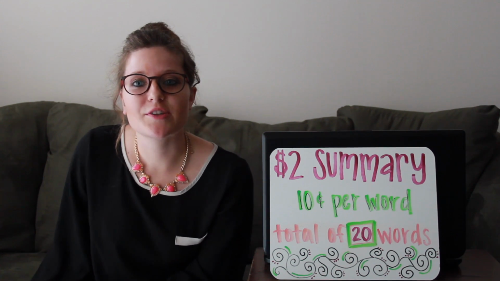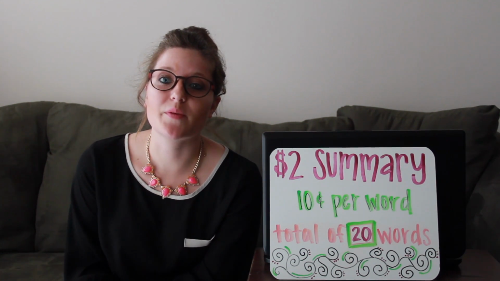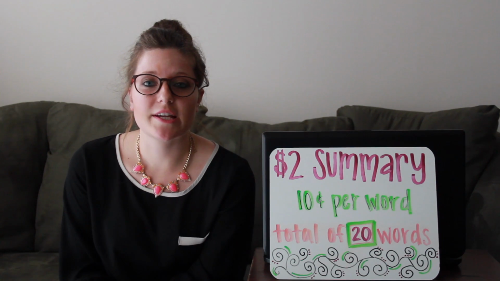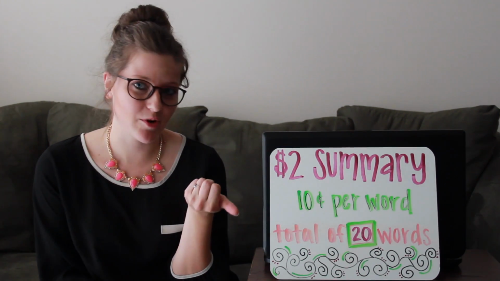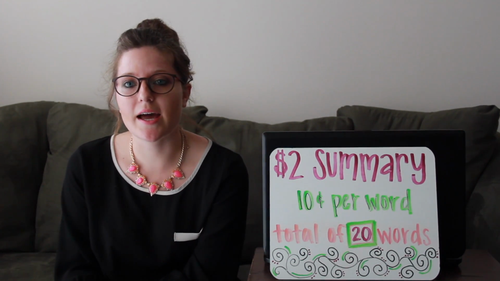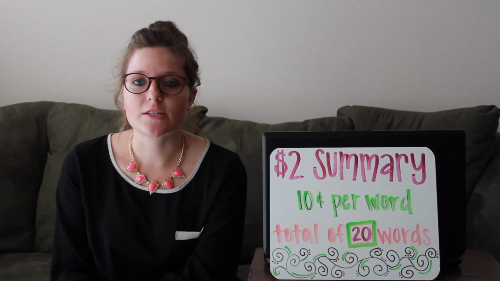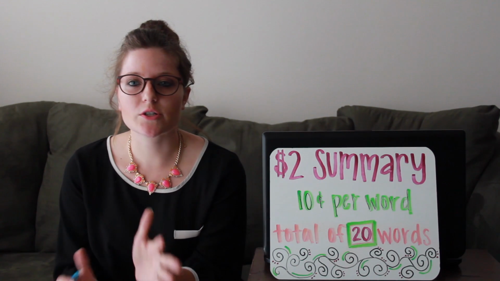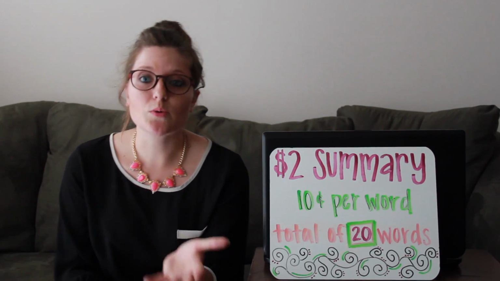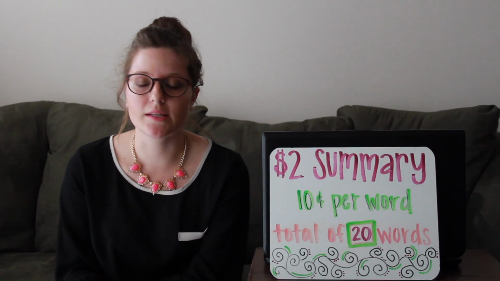Today I'll be doing my strategies demonstration on 5th grade science. My strategy is the $2 summary. The idea is to have each word worth 10 cents, and you're supposed to have somewhere between 18 or 22 words, ideally 20, hence the 2 dollars.